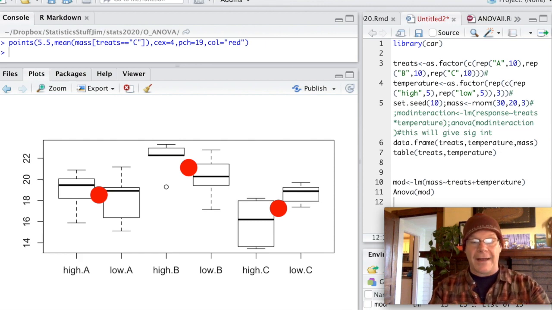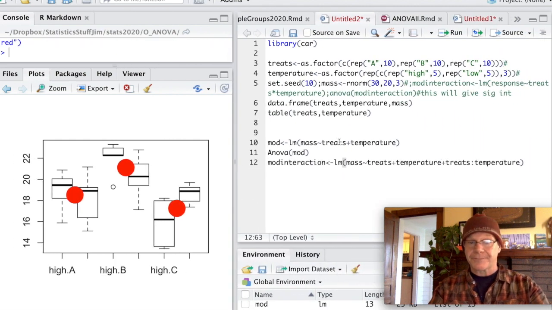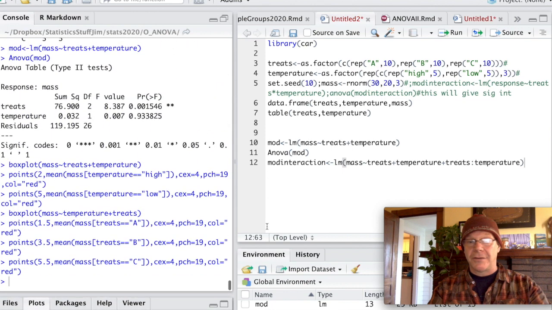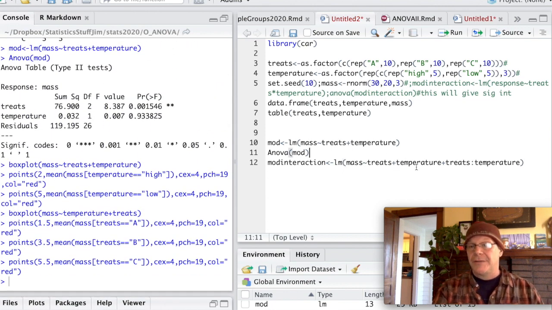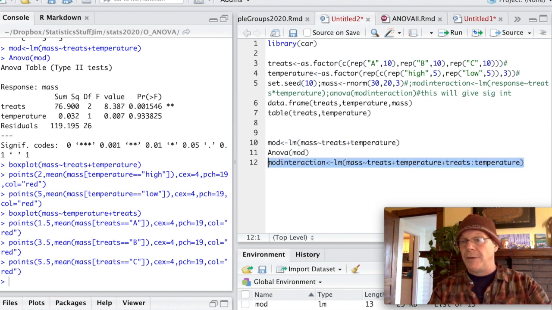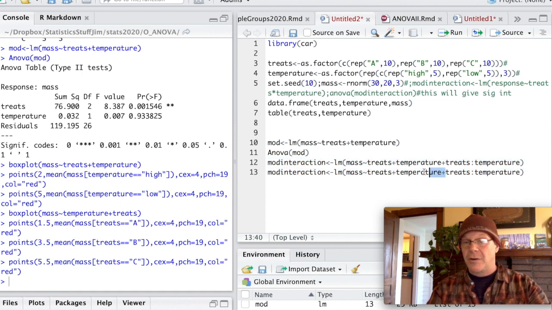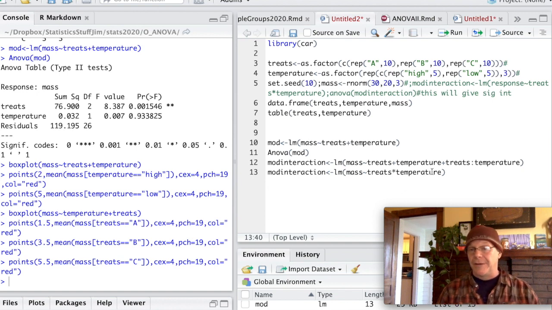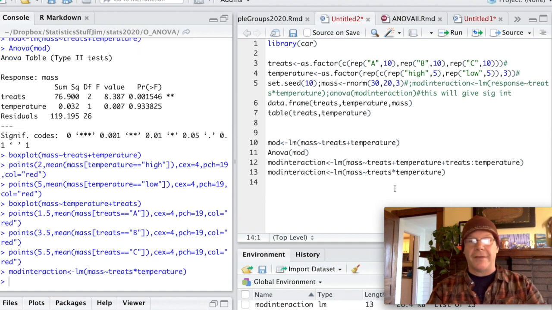And so we test for that by setting up a model that includes the interaction. So here I have set up a model that includes the interaction. I have treatment plus temperature plus treatment by temperature. This is the longhand way of doing it. Again, this would be the shorthand way of doing it, and you would get the exact same model if you just say treats times temperature. That's telling R that we want to explore that interaction term, but those main effects, the terms that are not involved in the interaction, will still be included in the model. So I'll go ahead and run this, and I will do an ANOVA on my mod interaction.